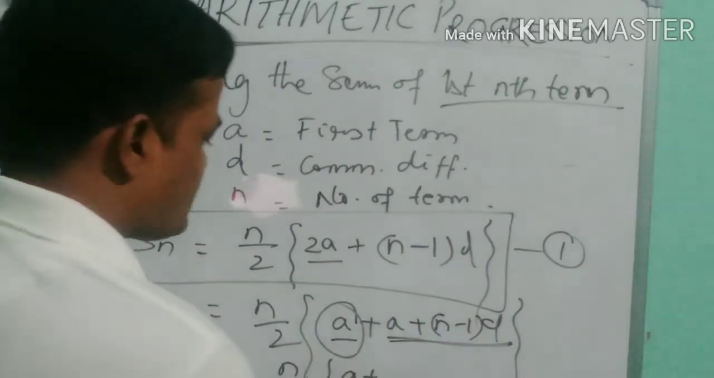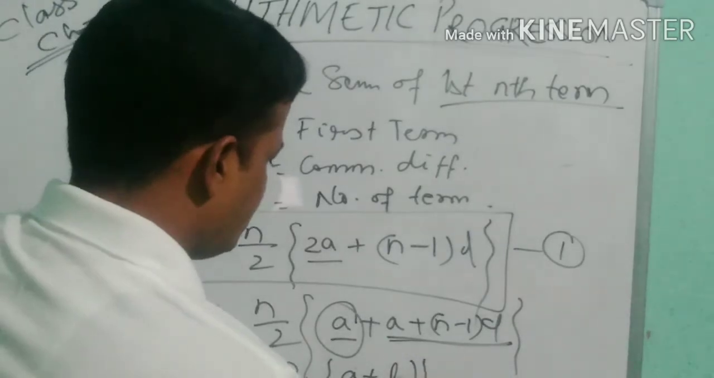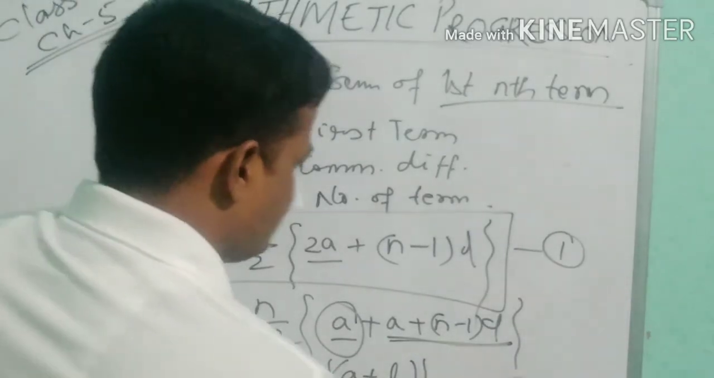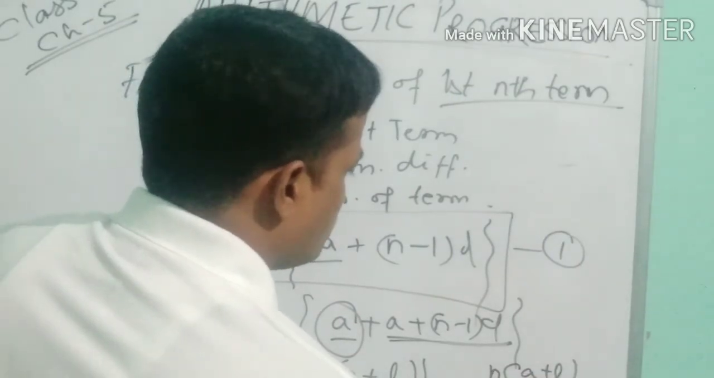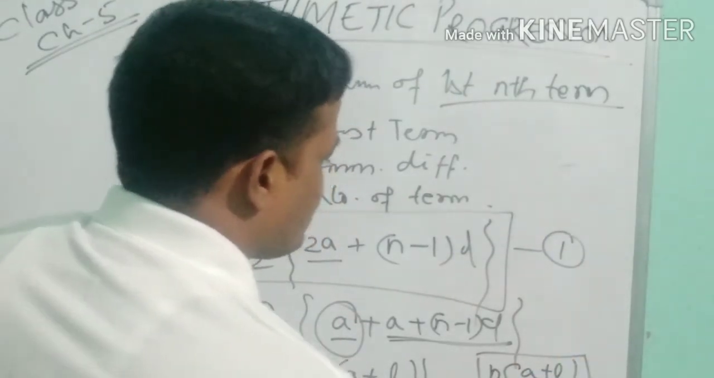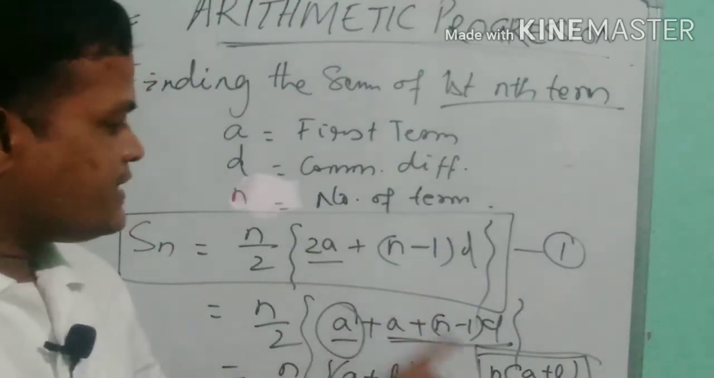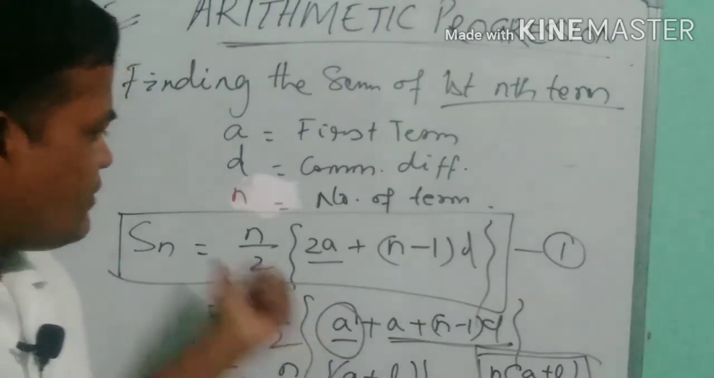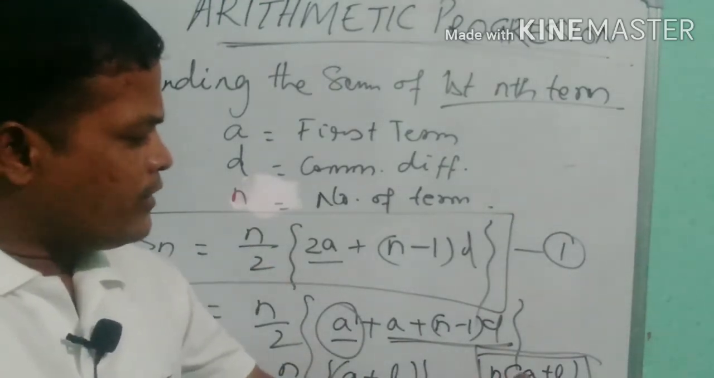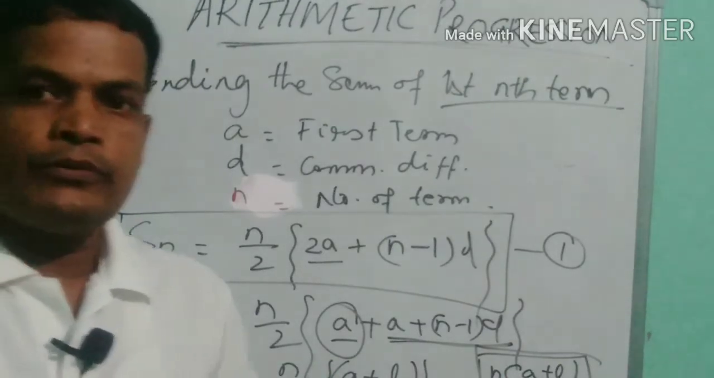This is called the last term. So what we are getting here is n by 2 times (a plus l). This is the same formula but in another format, converted to another form. So we can say the sum of n terms is n by 2 times (first term plus last term). Let us do some problems regarding this.